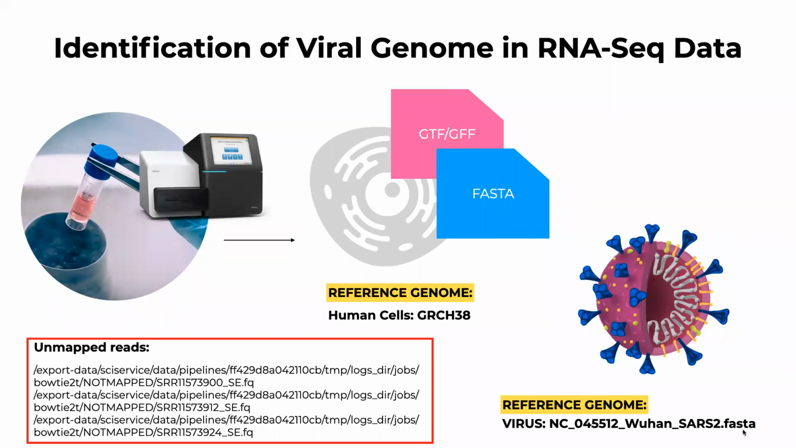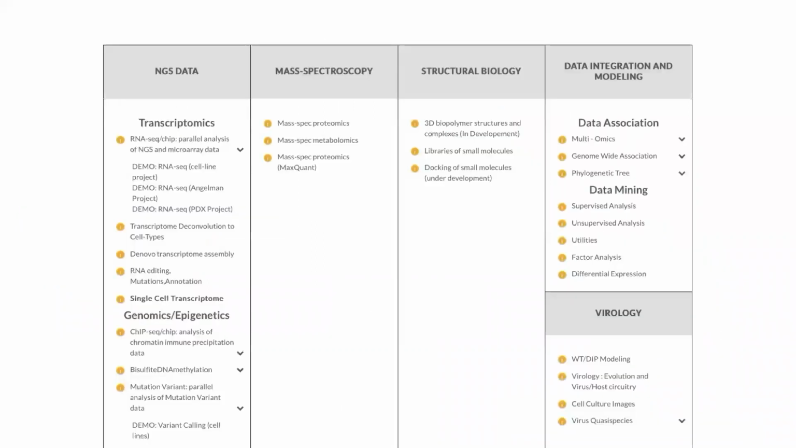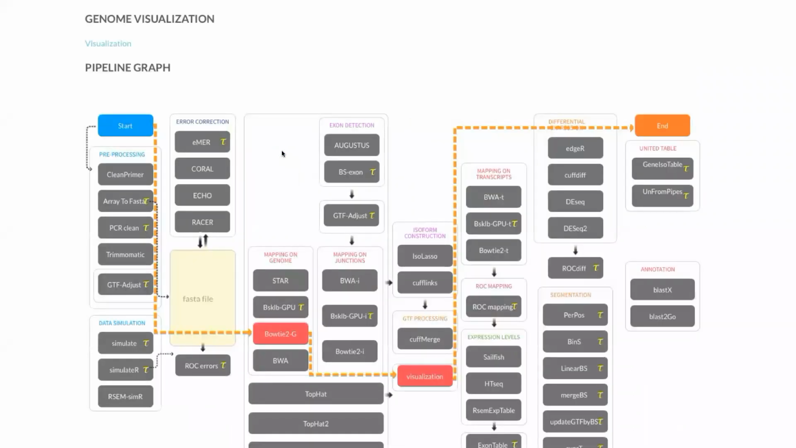Okay, so what did we do first of all with the files that you were provided with? We go to the platform, and on the platform, we are going to use the RNA-seq section, because these are gene expression files. And instead of going through the process of first mapping them onto the human genome and then finding the unmapped reads, I already gave you the unmapped reads.